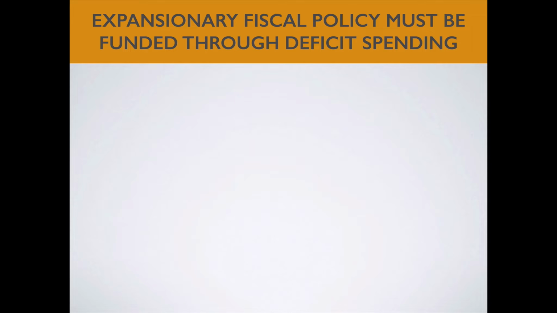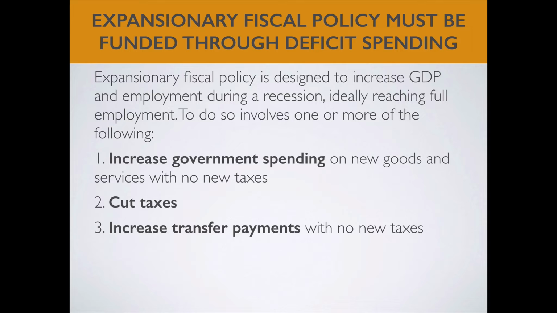Okay, so expansionary fiscal policy must be funded through deficit spending. That's the Keynesian playbook. All right, so let's just define this. What is expansionary fiscal policy? These are policies of the government that are designed to increase GDP and employment during a recession, ideally reaching full employment or the potential GDP. And to do this involves one or more of the following.